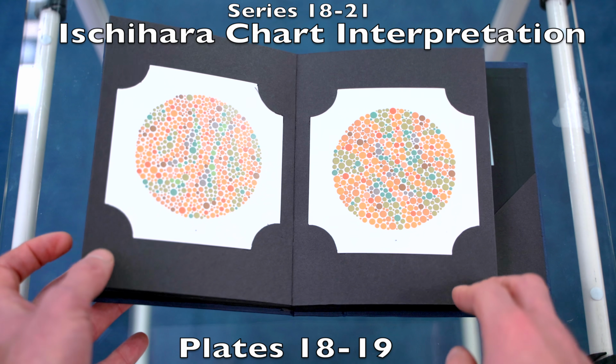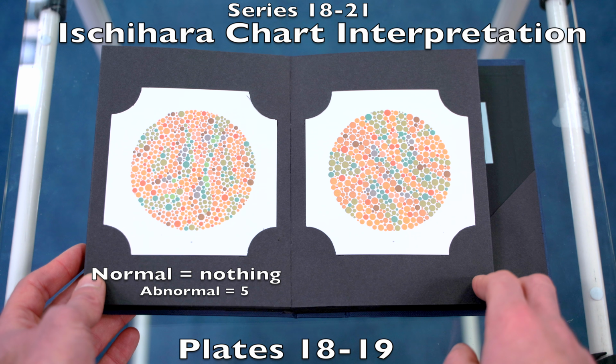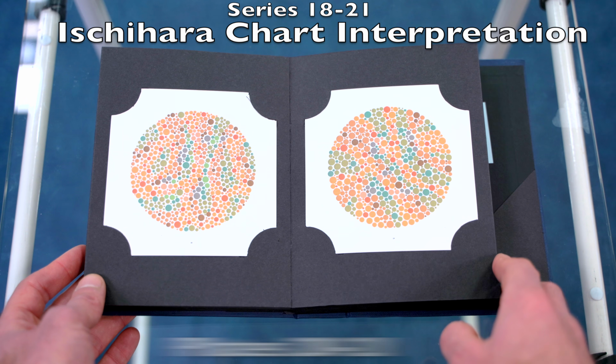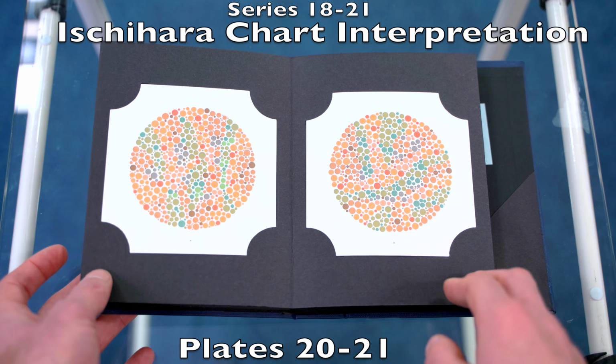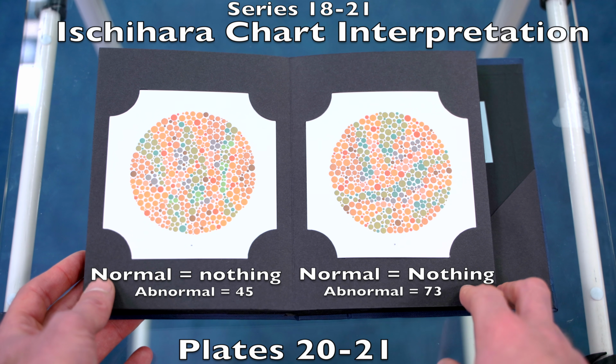On plate 18, I'd expect someone with red-green colour deficiencies to see the number 5. On plate 19, they'd see number 2. On plate 20, they'd see 45. And on plate 21, they'd see 73.